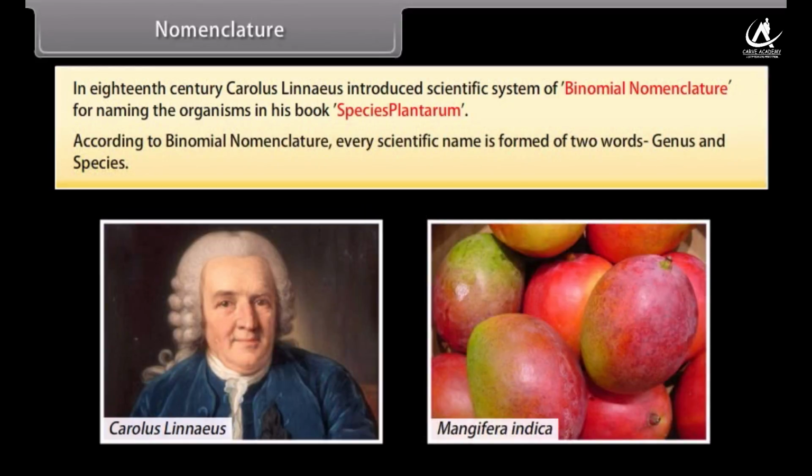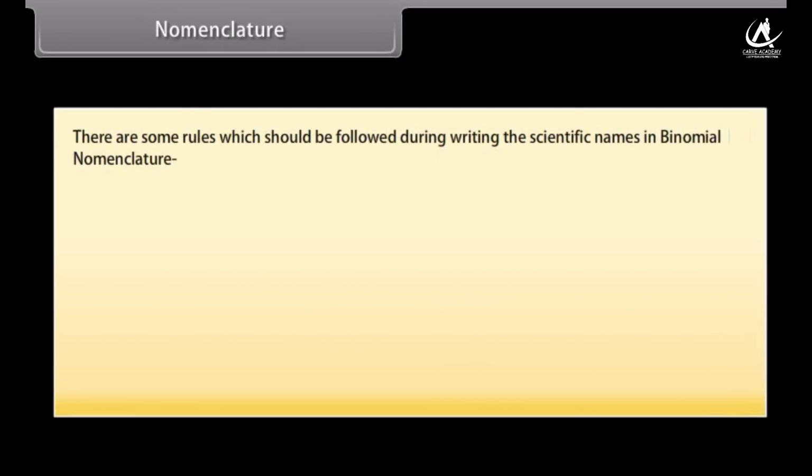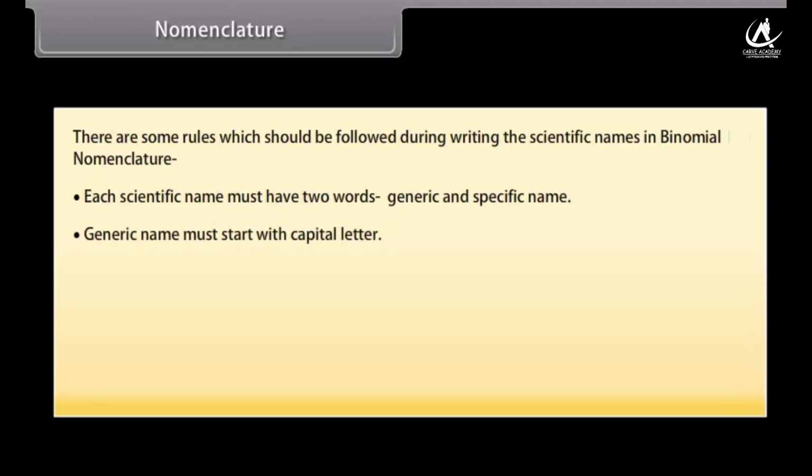According to binomial nomenclature, every scientific name is formed of two words, genus and species. There are some rules which should be followed while writing scientific names in binomial nomenclature. Each scientific name must have two words, a generic and a specific name. The generic name must start with a capital letter. The specific name must start with a small letter.